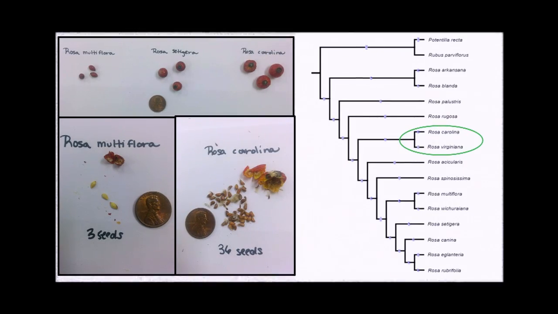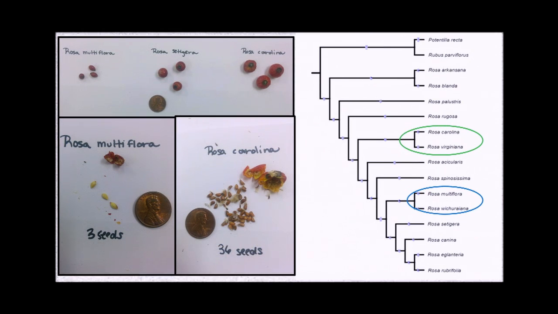So really, to think about this question of how does seed size correlate with invasiveness, we needed to think about these evolutionary relationships. And I want to just point out that we have a couple of comparison groups here. For example, we have Rosa carolina and Rosa virginiana. They're really closely related to each other, and they vary in their invasiveness. And this is going to help us answer that question. I'll show you how in a second.